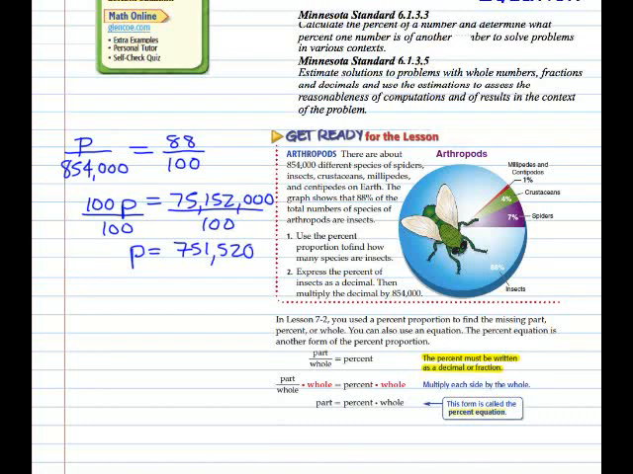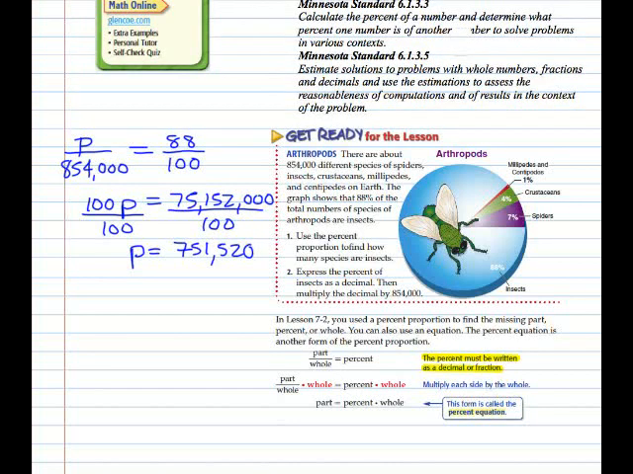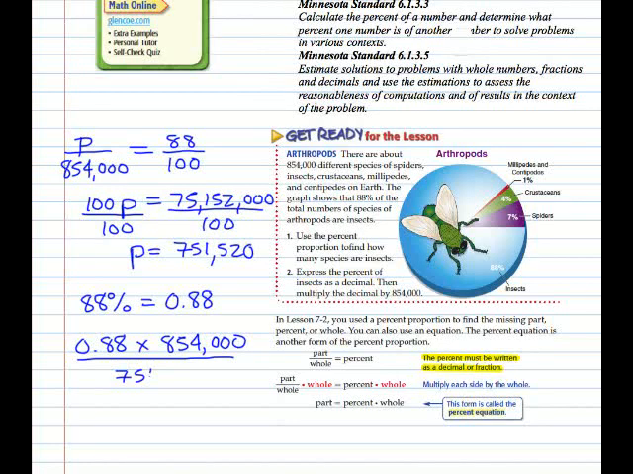Number 2 says express the percent of insects as a decimal. Well, 88% as a decimal equals 0.88. It's p to d. So we take 0.88, multiply that by 854,000, and our result is 751,520.